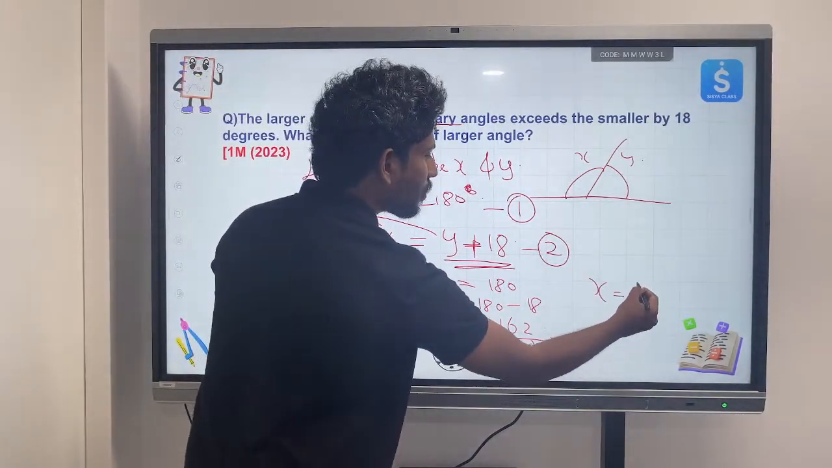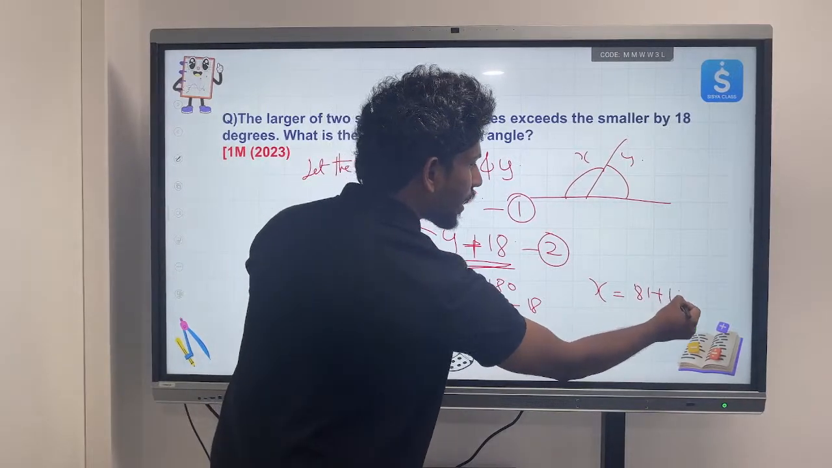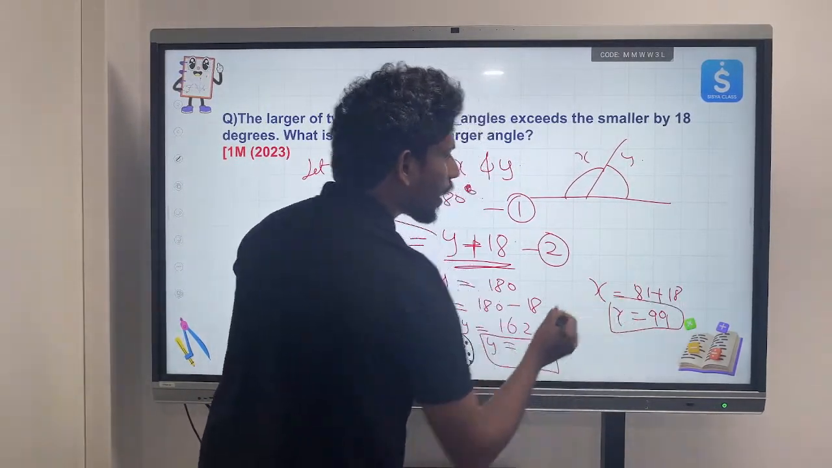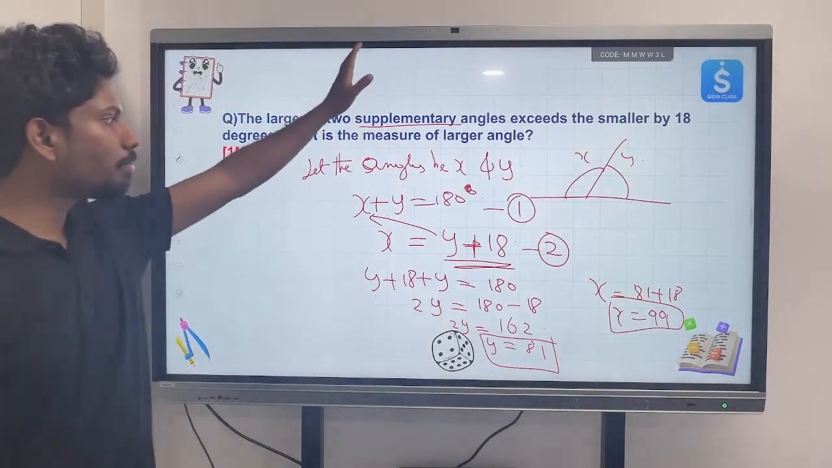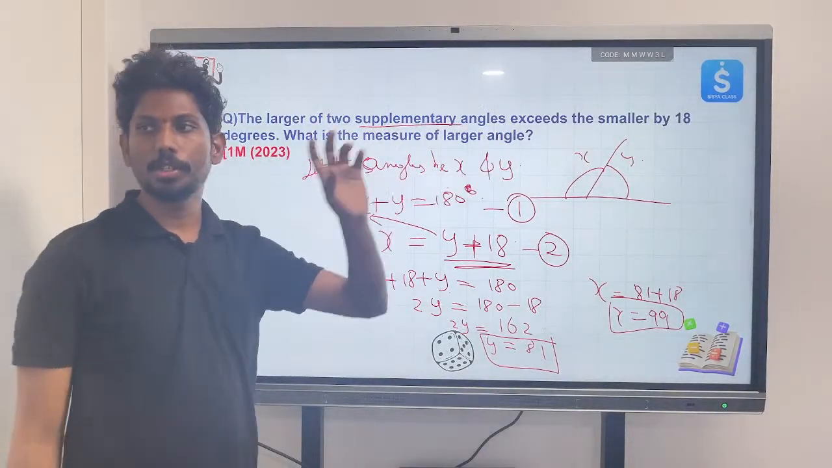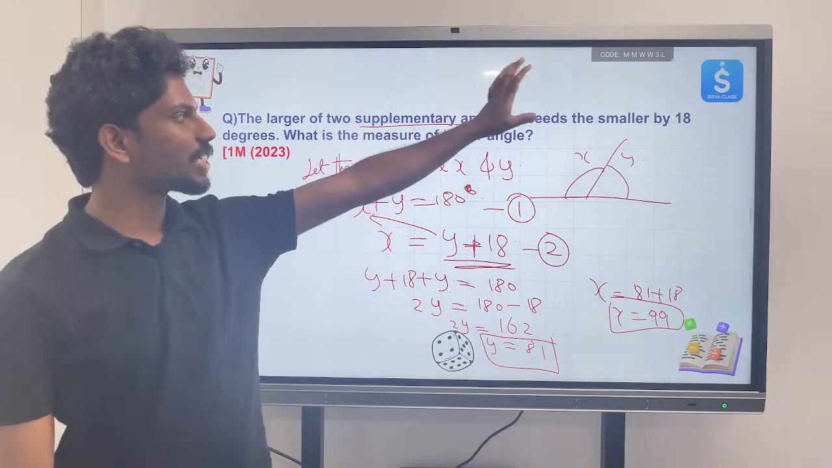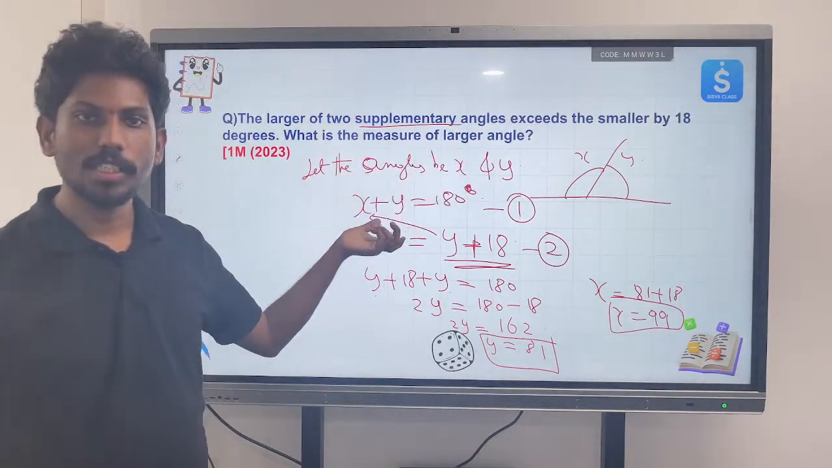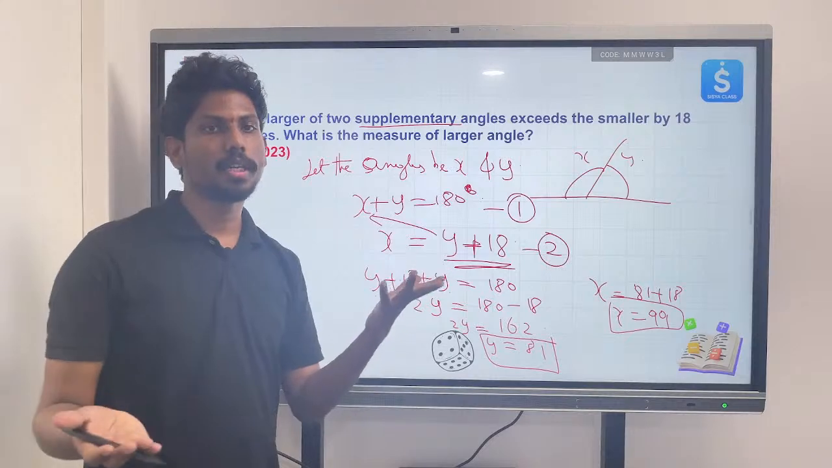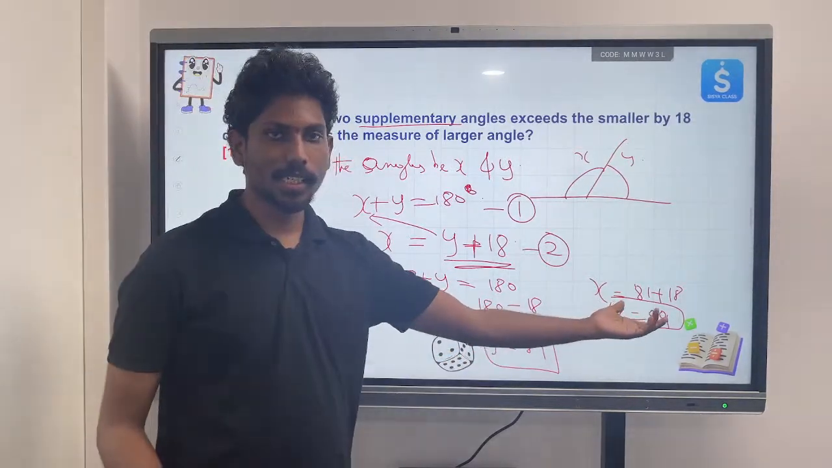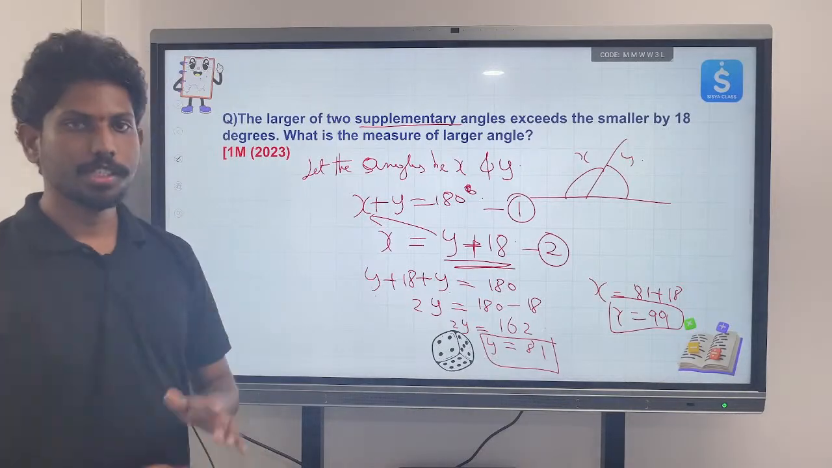x is equal to 81 plus 18, which is equal to 99. So did we find the two values? By using the simple technique of linear equations in two variables, we have converted an English literature problem into a mathematical expression and an equation, and we have found the two culprits, y and x, using this technique, right?